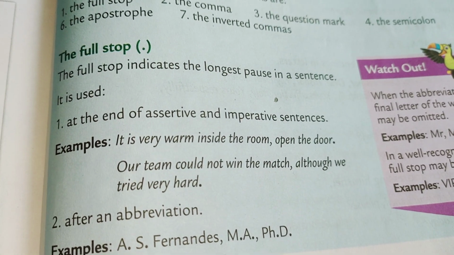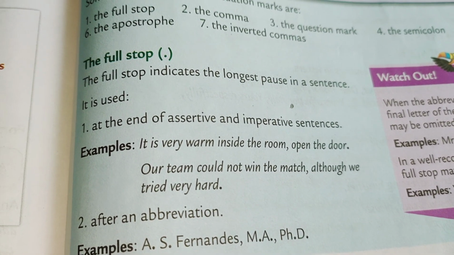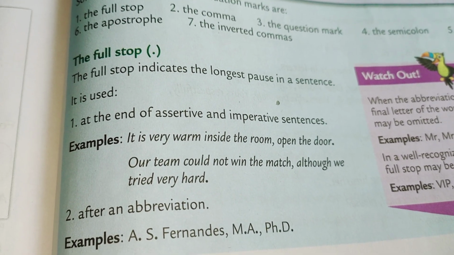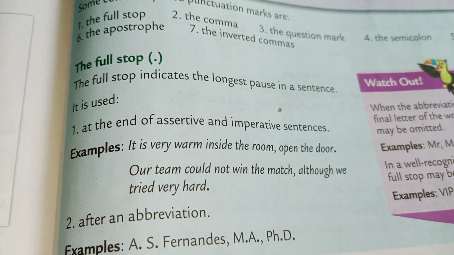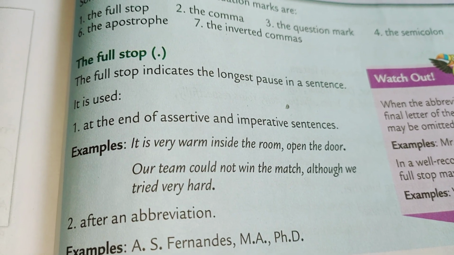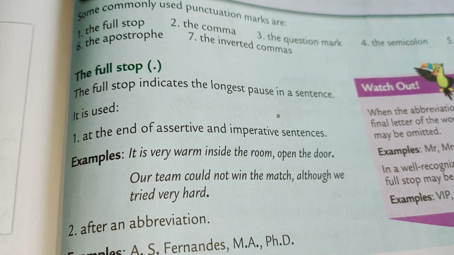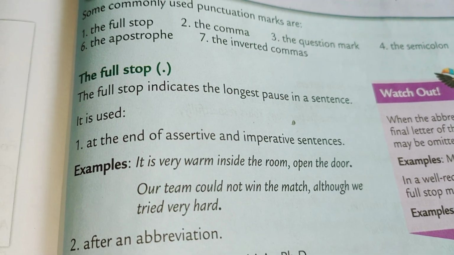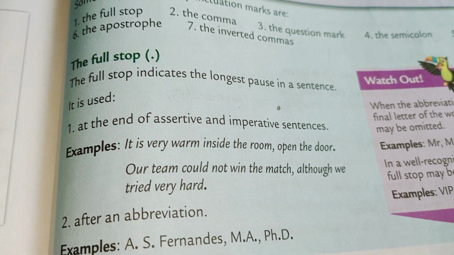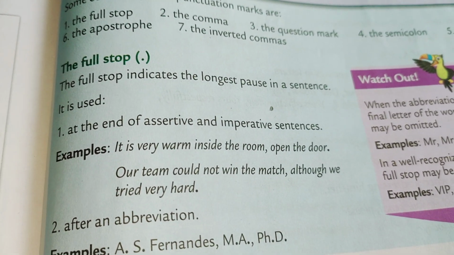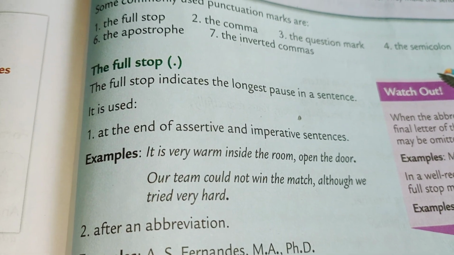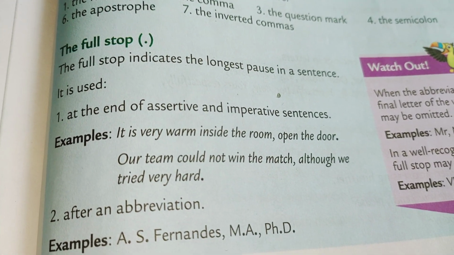So students, assertive sentences are the sentences in which we make a declaration, in which we make a statement, be it positive or negative. That is the assertive sentence. Now what are the imperative sentences? Students, imperative sentences are the sentences in which we give a command to someone, in which we order someone, sentences in which we make a request. So such kind of sentences are the imperative sentences. And the full stop is used right at the end of the assertive and the imperative sentences.